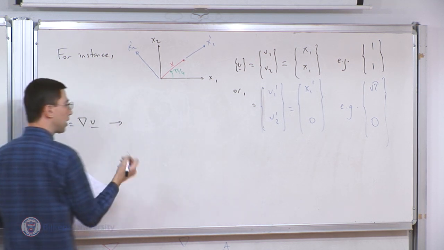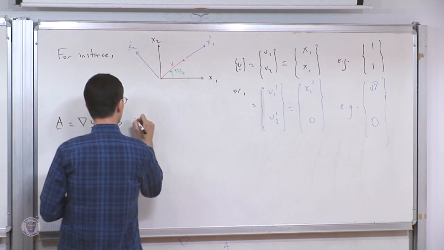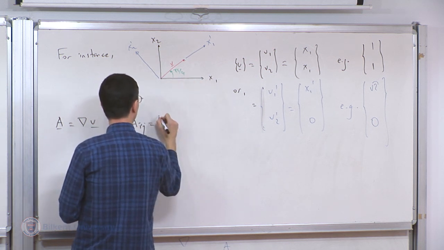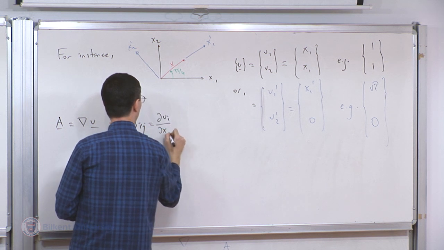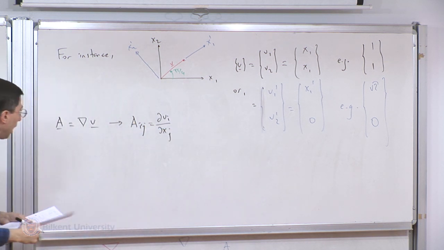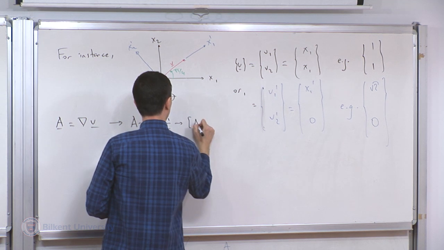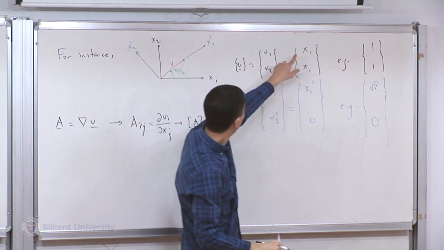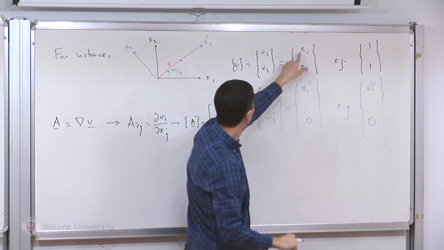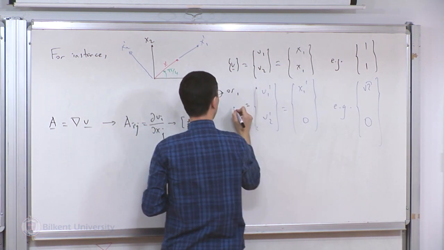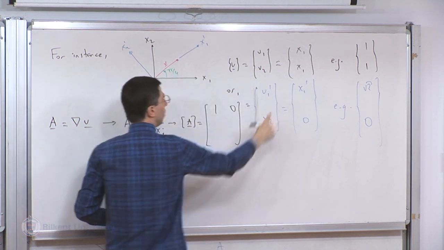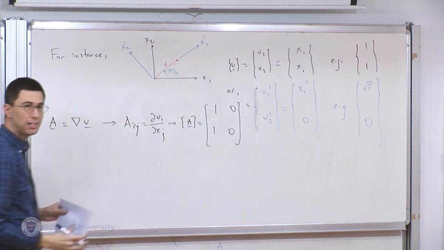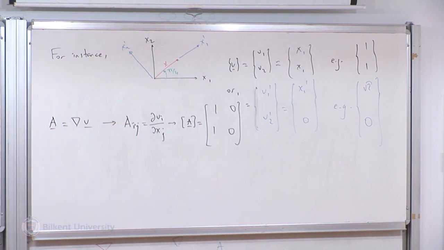Now, there are two ways I can calculate this gradient. The first one is with respect to the unprimed x1, x2 coordinate system. So a_ij is ∂v_i over ∂x_j. And that is easily written as such. So that's A in the original coordinate system.